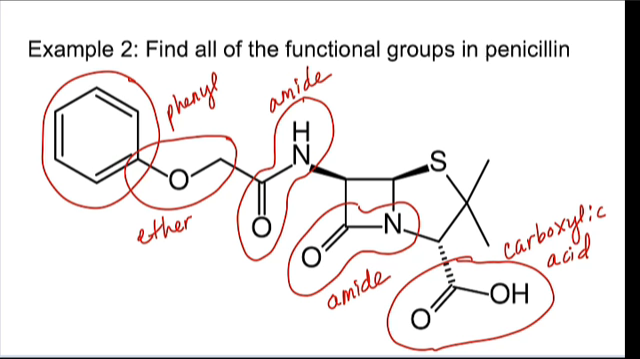And that's about it. There is a sulfur-containing functional group, but it was not one of the ones that I asked you to know. It's not a thiol. Thiols have a hydrogen on the sulfur, so this one's called a sulfide. And that's it.